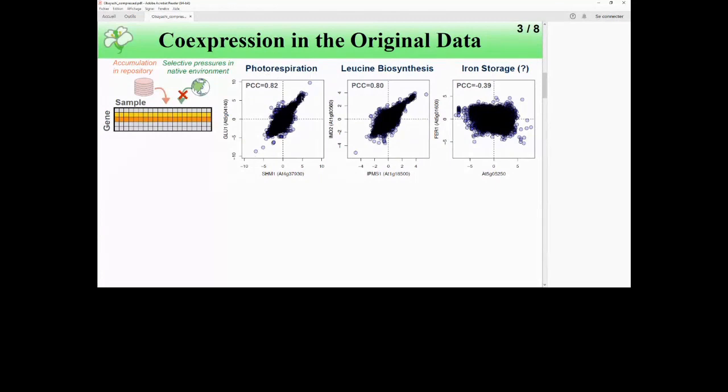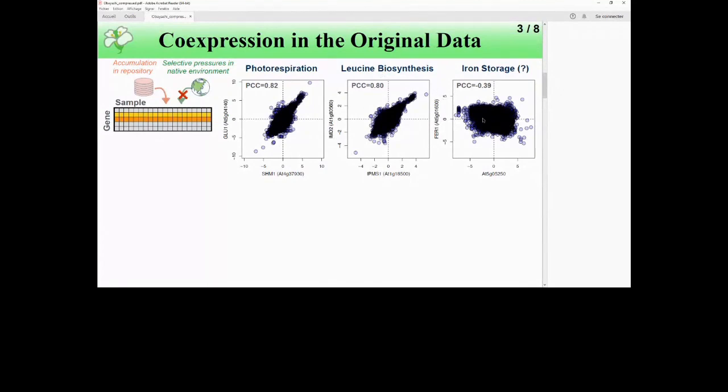Each point indicates some condition over samples. In these samples, the cell actually requires photorespiration function, which is why the cell upregulates both of these genes. The next example is genes for leucine biosynthesis. These genes function together for leucine biosynthesis. The third case is a negative correlation.